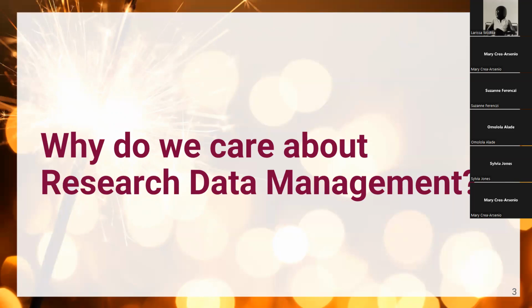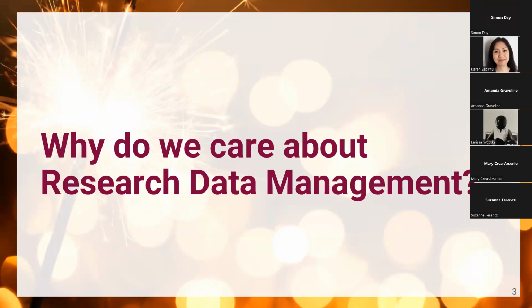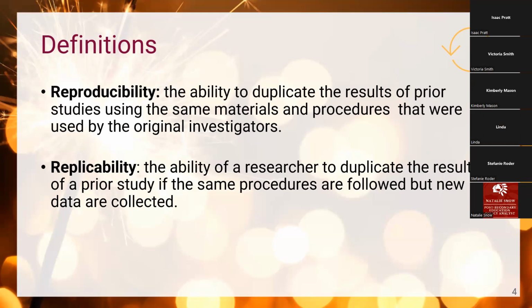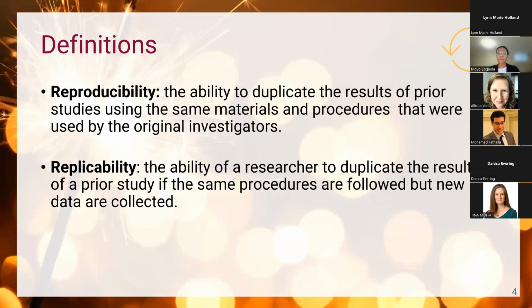So why do we care about research data management? Before I dive into that, I would like to introduce some definitions that are important in the research data management literature. And the first definition is reproducibility, which is the ability to duplicate the results of earlier studies using the same materials and procedures that were used by the original investigators. So for example, I could go to a journal, download the paper and its associated data and repeat the procedure on the original data.